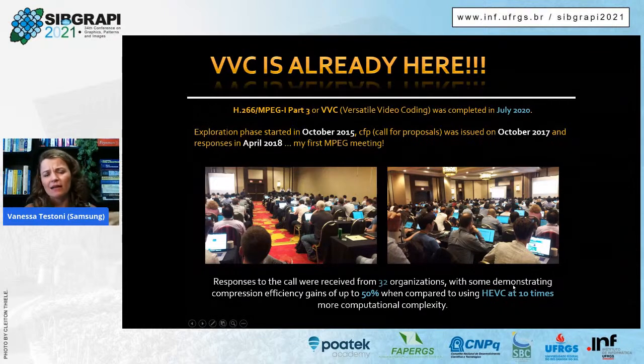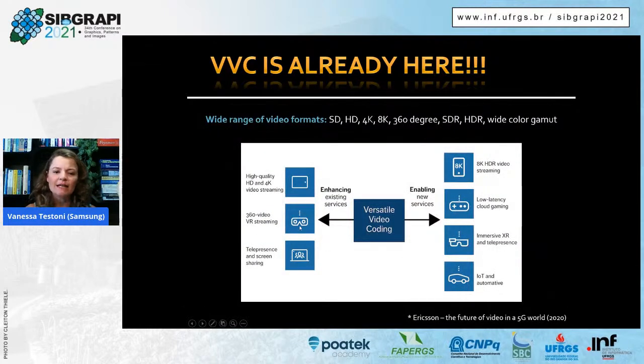Of course, there is an increase in the computational complexity, but this is very related to what we are talking about today, the immersive world. So 360 video, immersive XR, telepresence, low latency, cloud gaming, 8K video. Everything you can imagine is included and supported by the VVC. Not everything, but most of the scenarios, let's say, right?